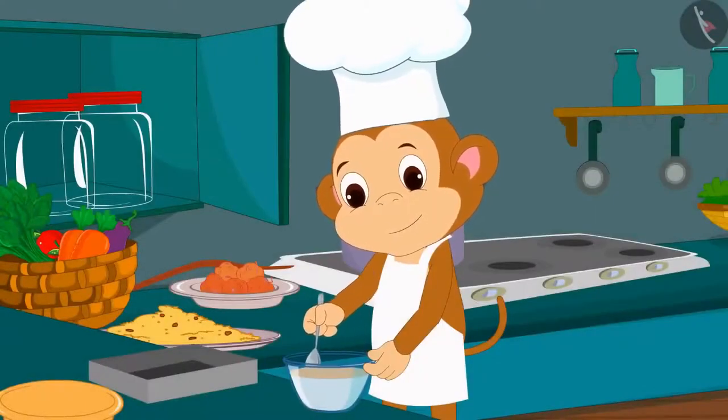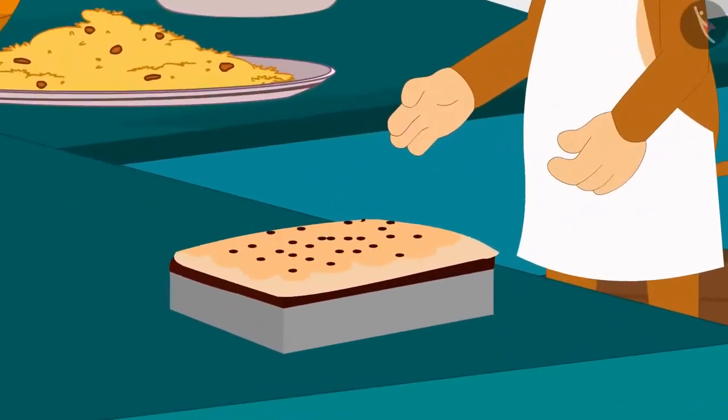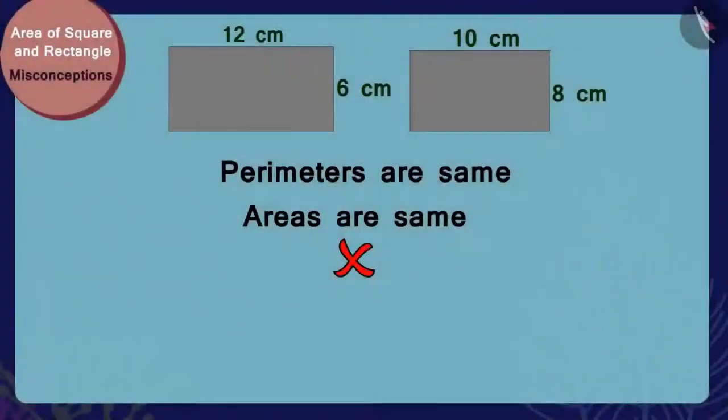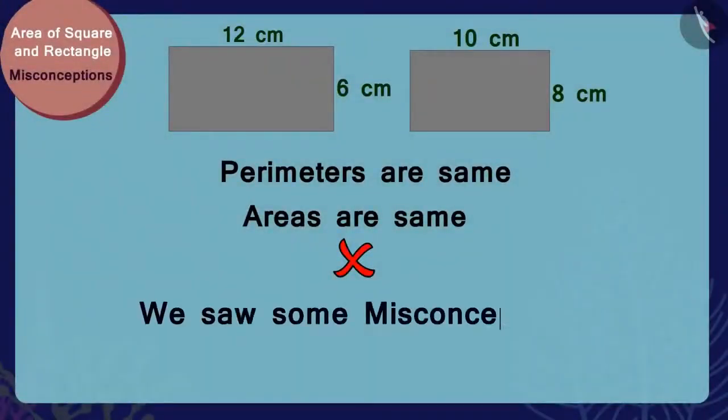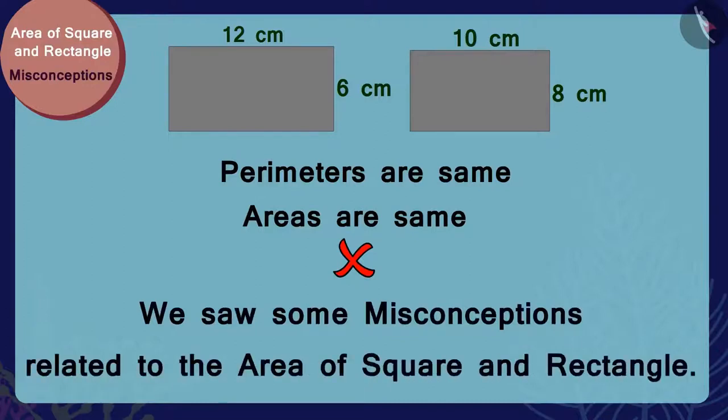Babban baked a beautiful cake for Banno using that big tray. Children, in this video, we saw some misconceptions related to the area of square and rectangle.